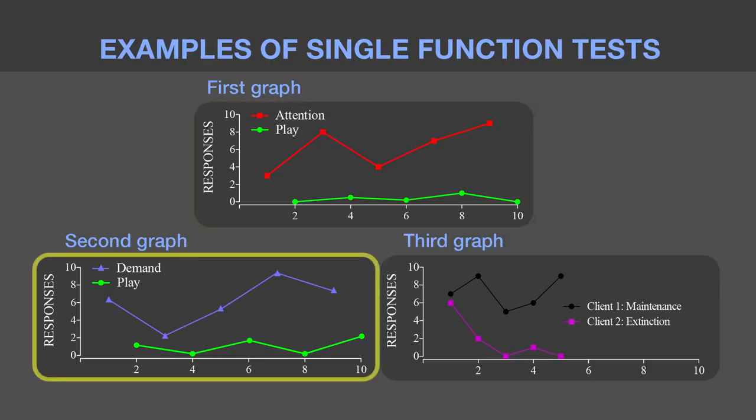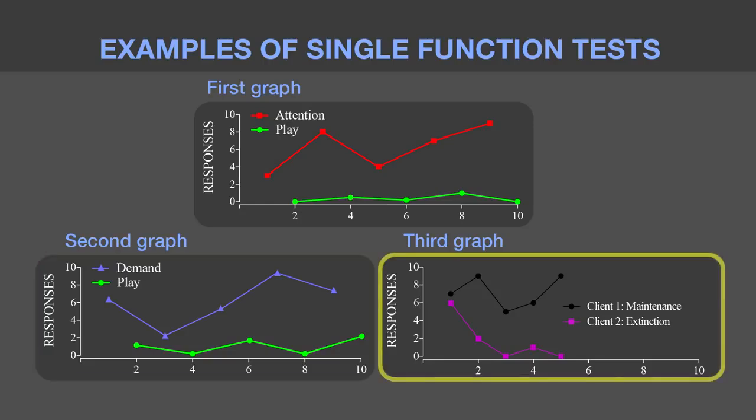Now the second graph shows an individual whose assessment consisted of the demand and the play condition, and there's a higher rate of problem behavior in the demand condition. We can say that this behavior is maintained by escape from task demands and move on to treatment. Now the last graph shows something different. The top two graphs showed the behavior of one individual exposed to two conditions, a test and a control. The bottom graph shows results for two people, each exposed to one condition, and that's the alone condition.